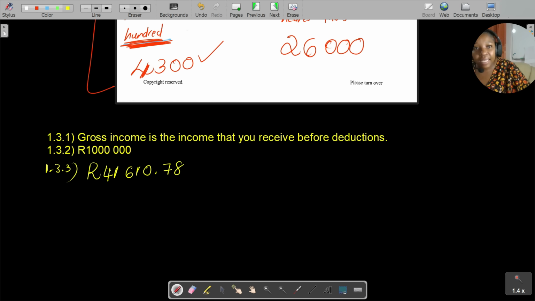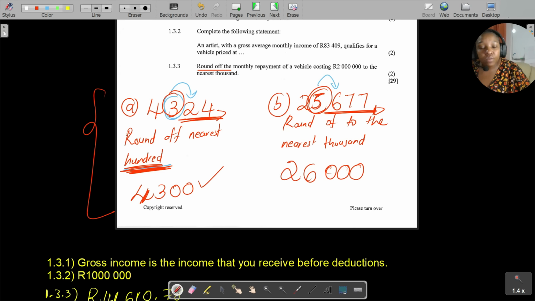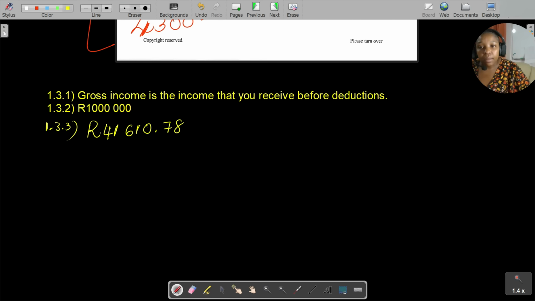78. Now they are telling us that we want to round it off to the nearest thousand, meaning that we are going to focus on the number that's in the place value of the thousands. What is that number? It's that 1. It means that we want to determine if we want to change that 1 or not. What's going to help us determine whether that 1 needs to change is the number that comes after the 1. That number is a 6. 6 is a number that is greater than 5.